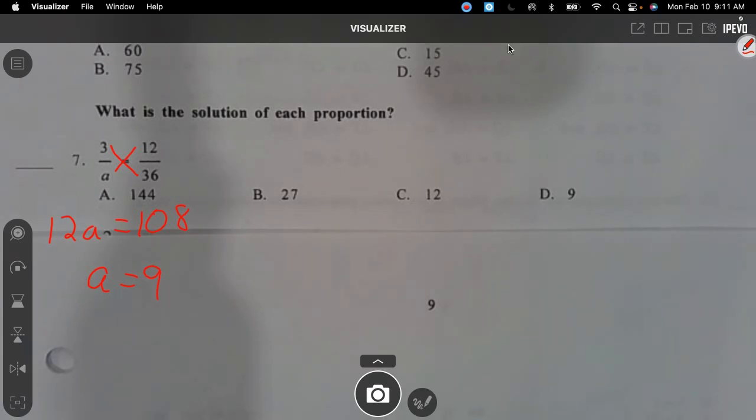Do y'all remember doing those? Yes, we're good with that. Cross multiply, 3 times 36. Doesn't matter what side you write it on. 12 times a. And then divide by 12. Okay. Next one.